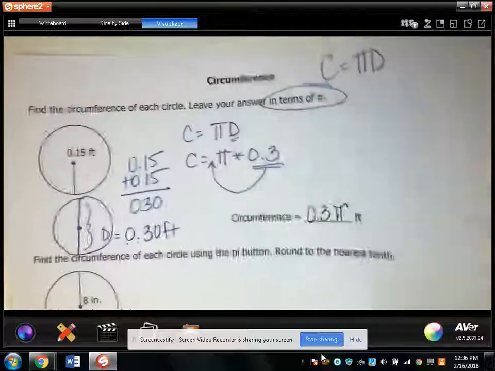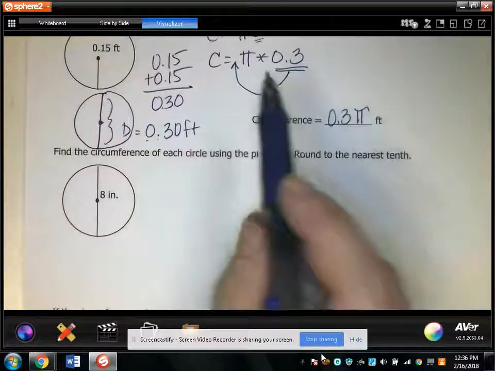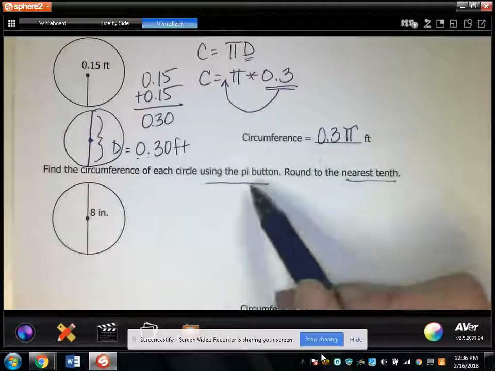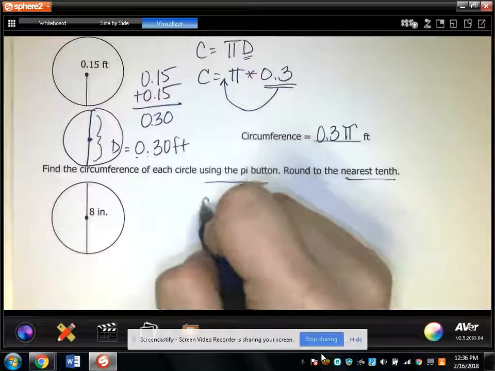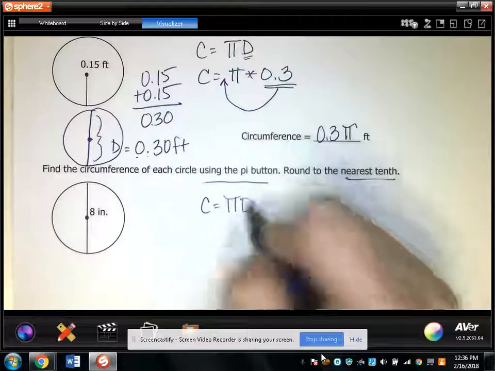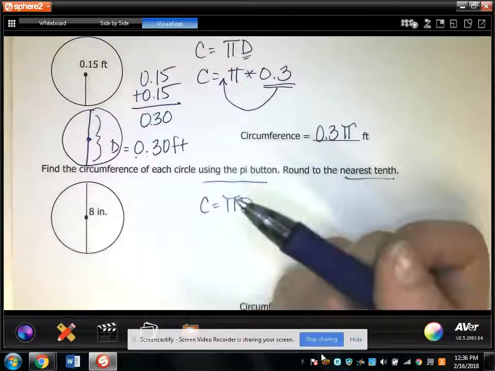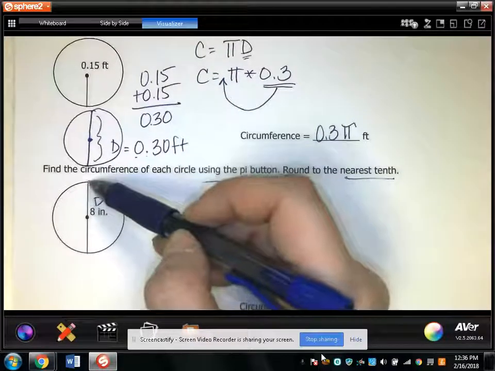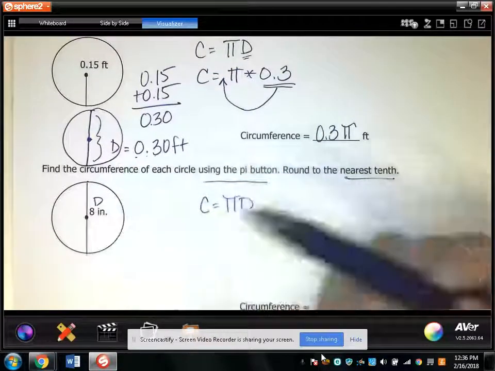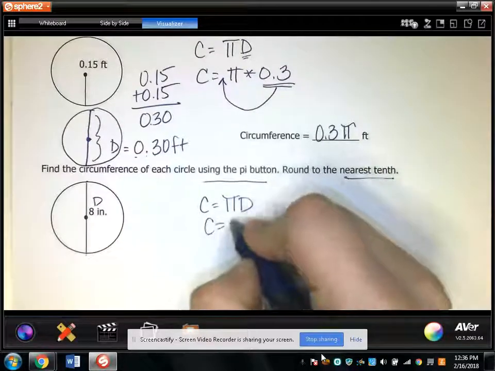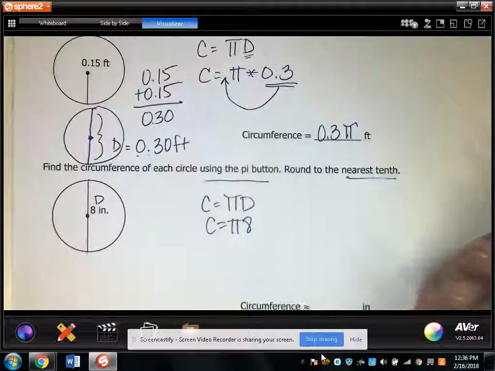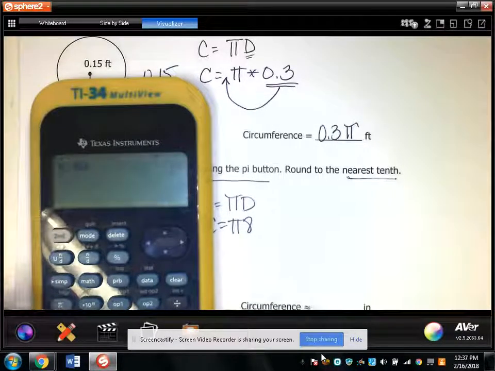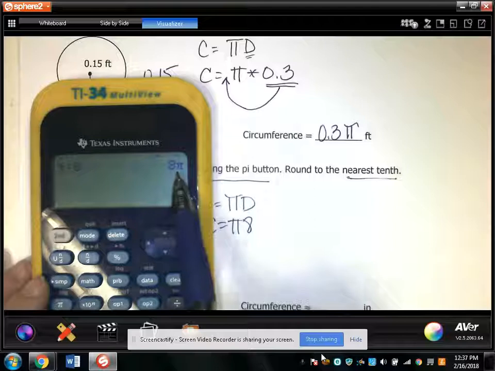All right. Find the circumference of each circle using the pi button. Round to the nearest tenth. All right, so this time I will use a calculator. I know I have to write down the formula. Circumference is pi times diameter. Now this time they did give us the diameter because this line segment reaches from one end of the circle to the other, going through the center of the circle. So I'm going to plug in 8. Then on my calculator, I'm going to plug in pi times 8, and it gives me 8 pi.